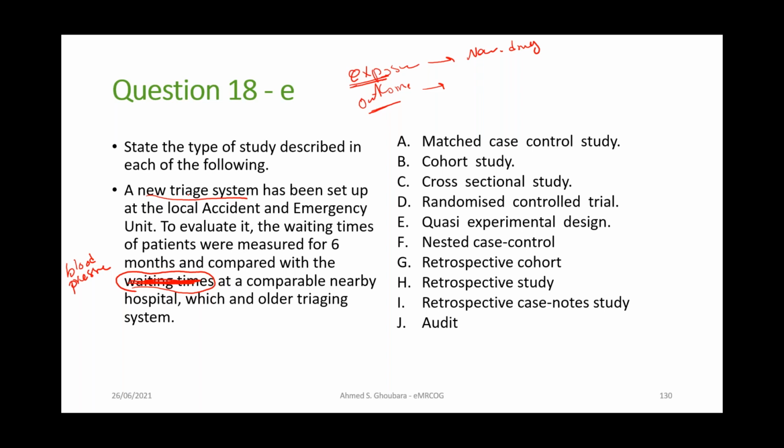So a new medication, read like this, should read like that. A new medication has been set up at a local hospital to evaluate blood pressure. So the blood pressure of the patients was measured for 6 months and compared with the blood pressure at a comparable nearby hospital, which used an older medication.